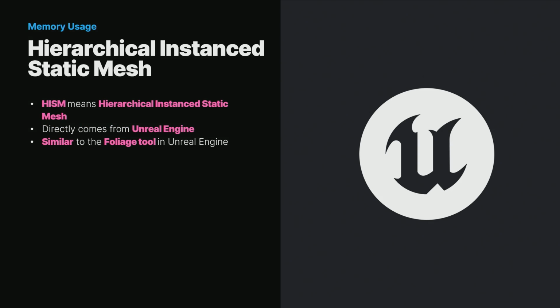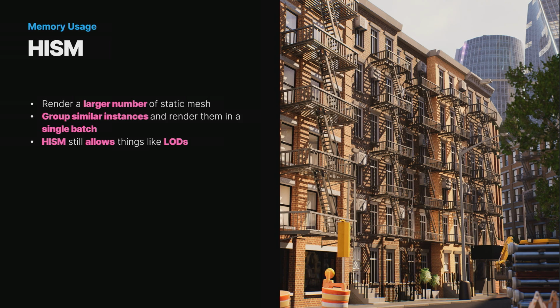Another fantastic tool to optimize the memory usage is the use of HISM. HISM means Hierarchical Instanced Static Mesh, and they directly come from Unreal Engine. For those familiar with UE, it's quite similar to the foliage tool. HISM allows rendering a large number of static mesh instances while optimizing performance by grouping similar instances together and rendering them as a single batch. Even if they are merged into a single batch, HISM still allows you to organize instances based on the camera distance, and that's the difference with ISM. So LODs will still work depending on the distance from the player.